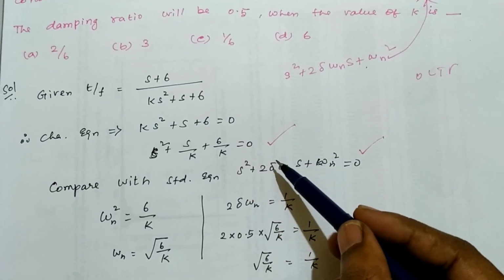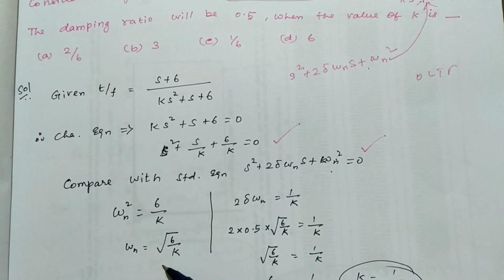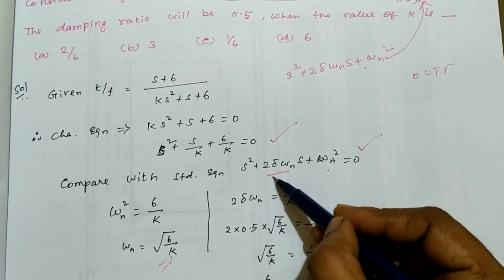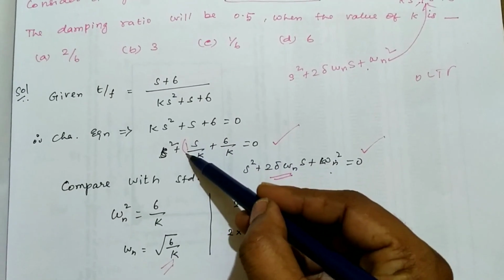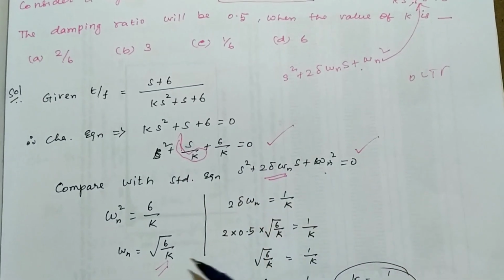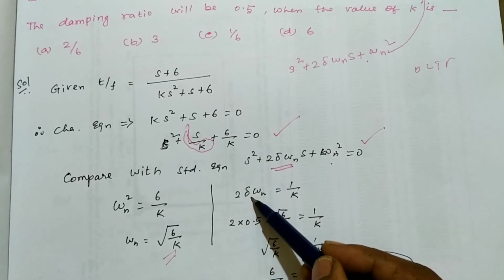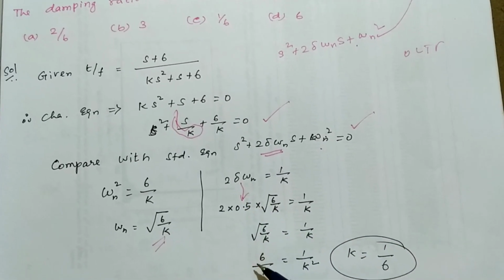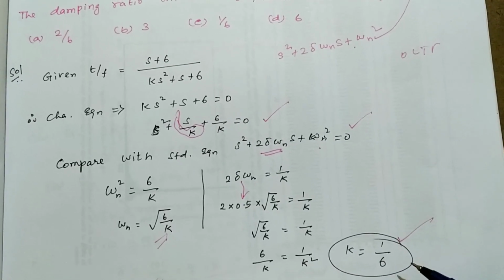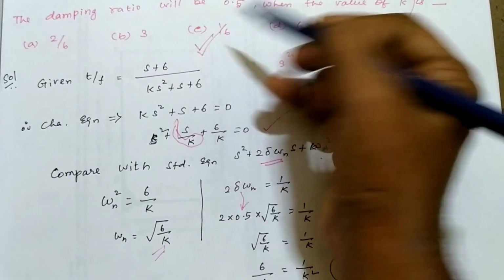This is the standard form. When we compare this, omega n square is equal to 6 over K. So omega n is equal to square root of 6 by K. Again, 2 delta omega n is equal to 1 over K. Substitute omega n is equal to square root of 6 by K. This delta is given as 0.5. So substituting all the values and reducing, we have the answer K is equal to 1 divided by 6. This is the answer.